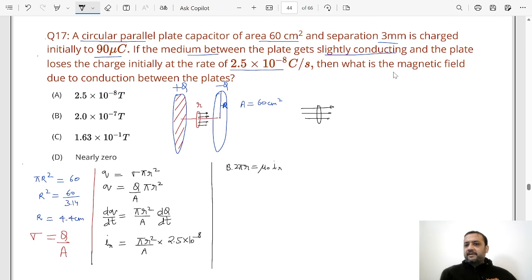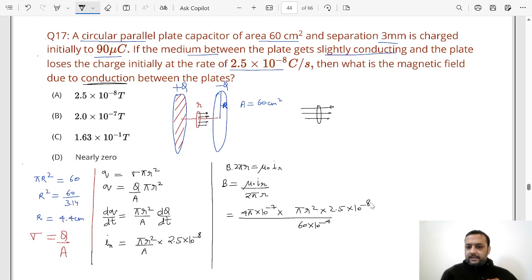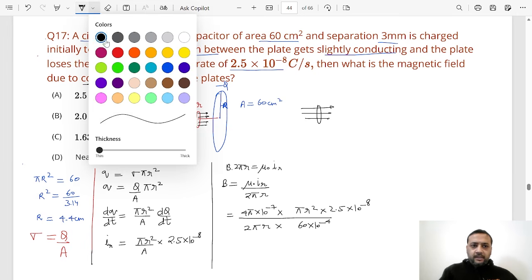Since we have to find the magnetic field due to the conduction only, I am just writing the conduction current, that is the current flowing within this loop, the leak flow of charge basically. So the value of B will become mu naught into I of r divided by 2 pi r. Now mu naught is 4 pi into 10 to the power minus 7. For I of r we can write pi r square upon area, where the area is 60 centimeter square, so 16 into 10 to the power minus 4, into 2.5 into 10 to the power minus 8. This is mu naught into I of r divided by 2 pi r, which gives the magnetic field.